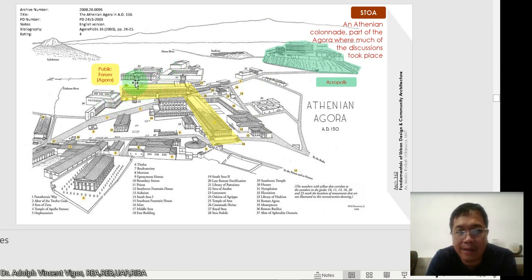So this is the public forum or the agora. So Stoa is an Athenian colonnade, part of the agora, where much of the discussions took place. So here you could notice that in Athens, it already shifted. The center shifted from the Acropolis to the agora.